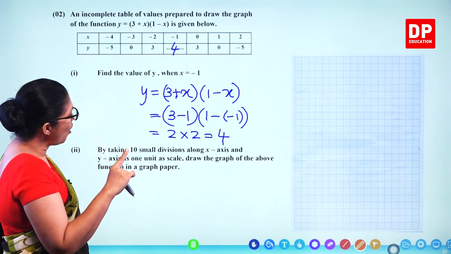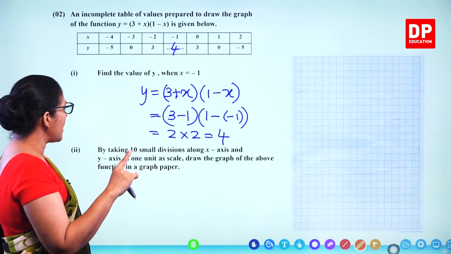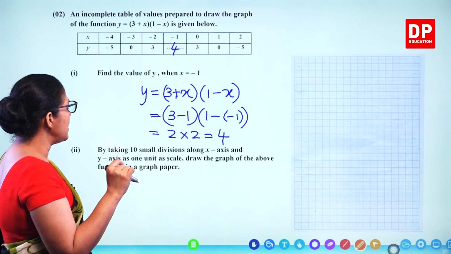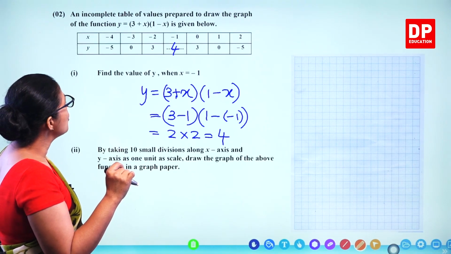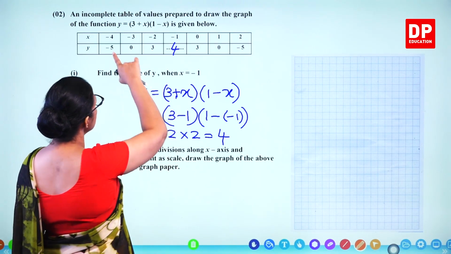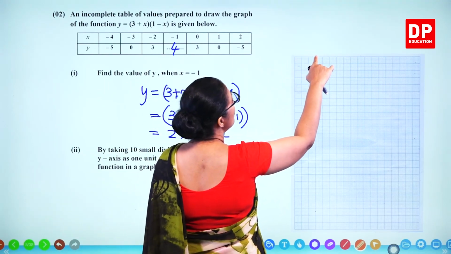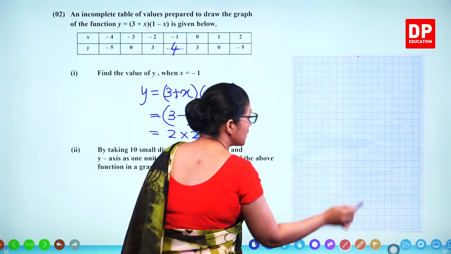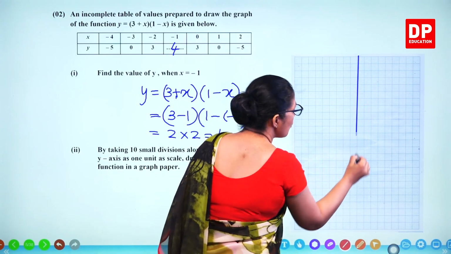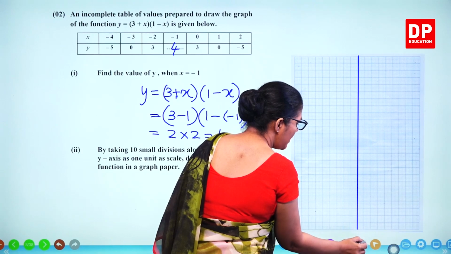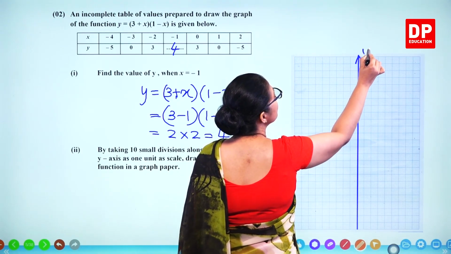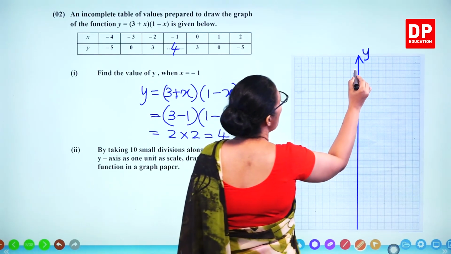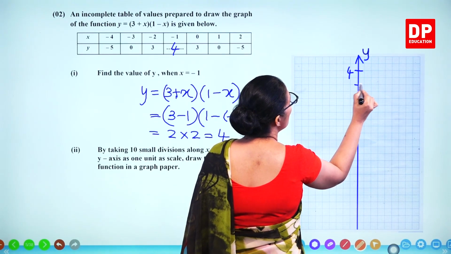By taking 10 small divisions along the x-axis and y-axis as 1 unit as scale, draw the graph of the above function on graph paper. So what you do? Starting from -4, -3, -2, -1, 0. So you decide the y-axis first. So then draw the y-axis. And then, what's the maximum y value? 4. So you can start with 4.